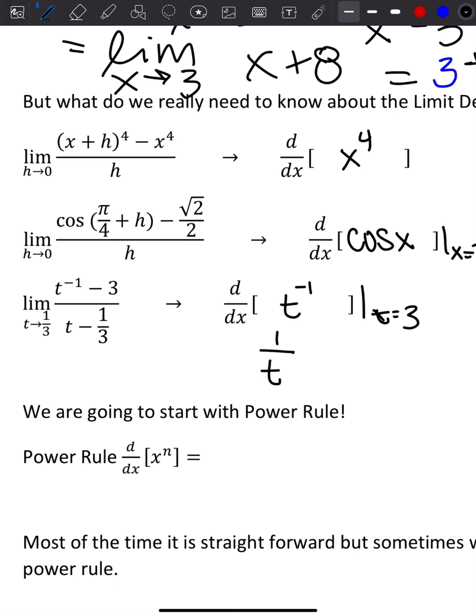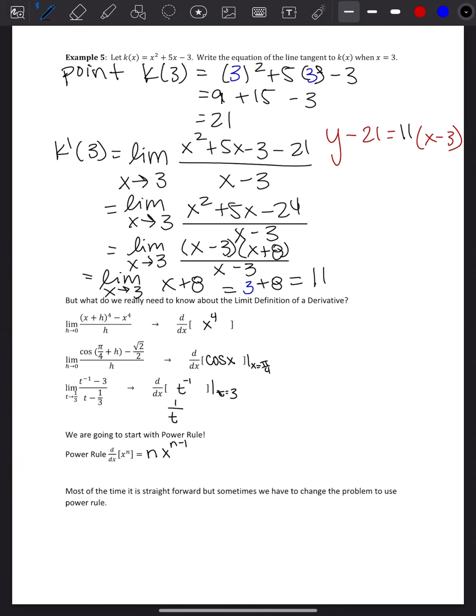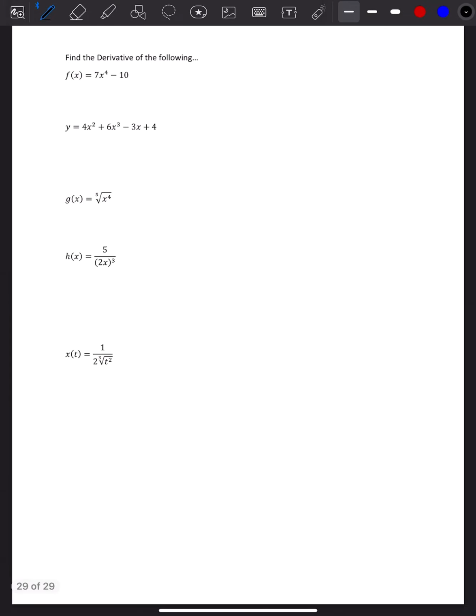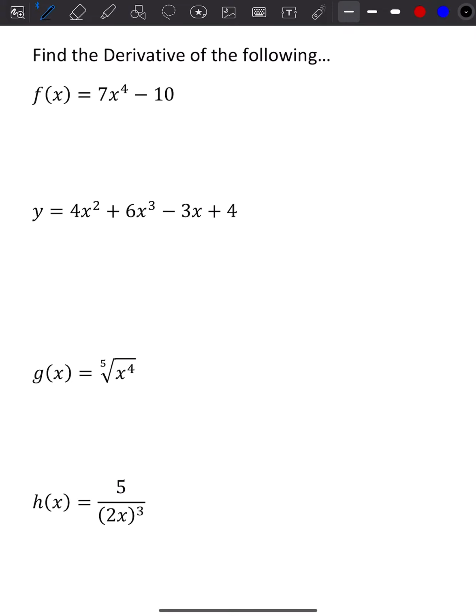So power rule, when we have an x to a power, we are going to multiply whatever's up front, our coefficient, by our old power, and then subtract 1 from that exponent. And if we do the limit definition of a derivative enough times, you start to see that pattern unfold with different variables and different exponents. Most of the time this rule is straightforward, but sometimes we have to change the problem to use that power rule. So let's talk through these problems.